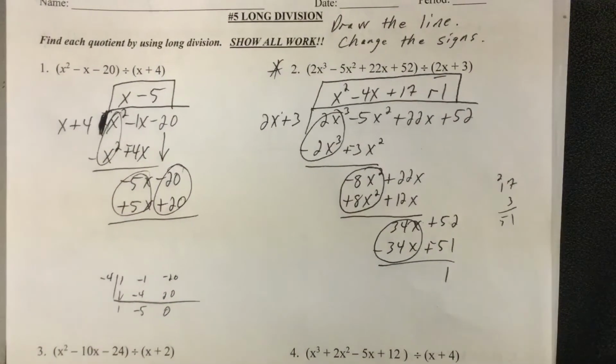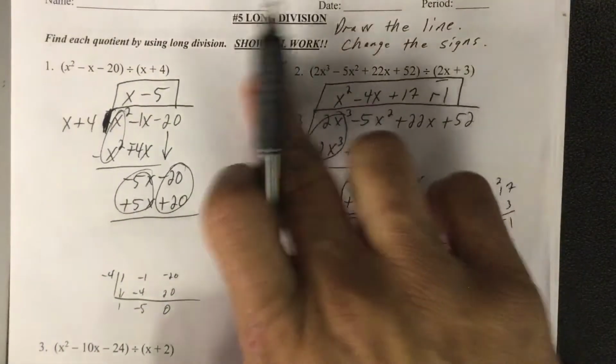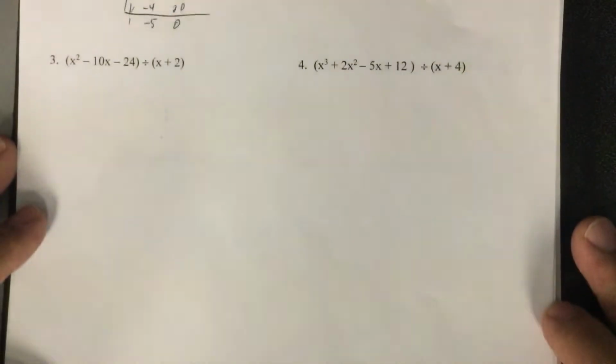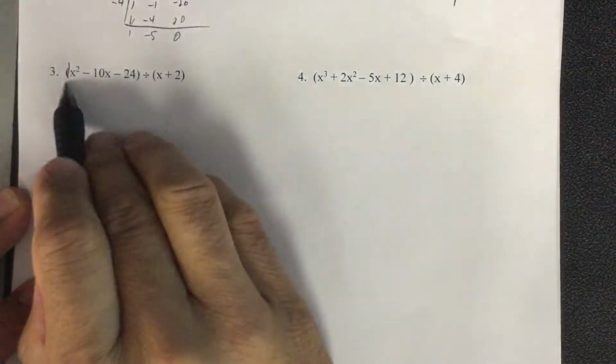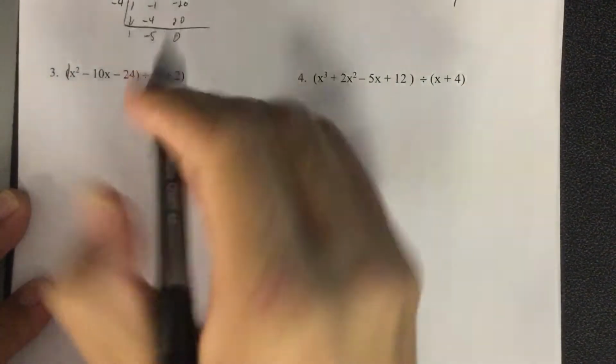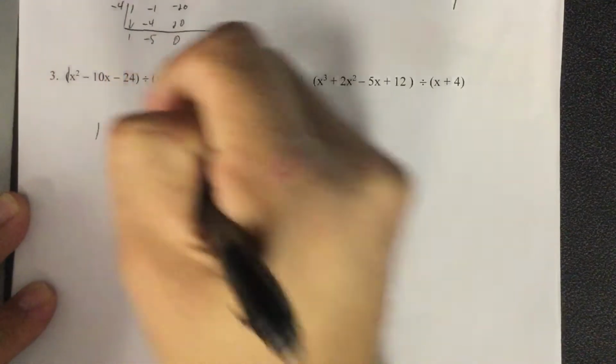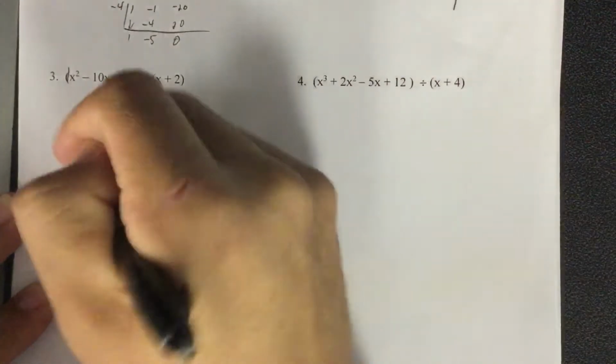Okay, so let's turn back to page 5, the long division one at the bottom. And let's look at these. It starts with x squared, x. So this is in the good order. 1, negative 10, negative 24.